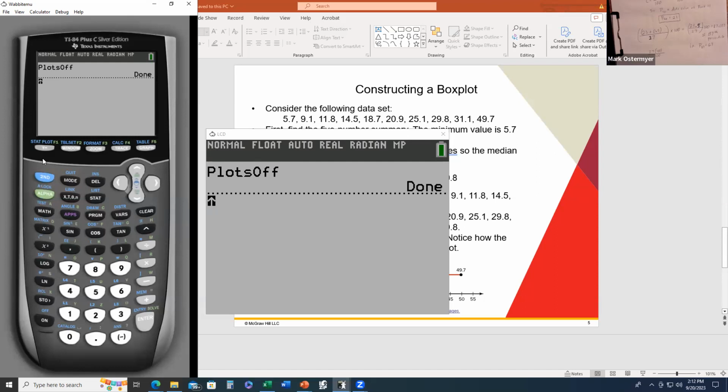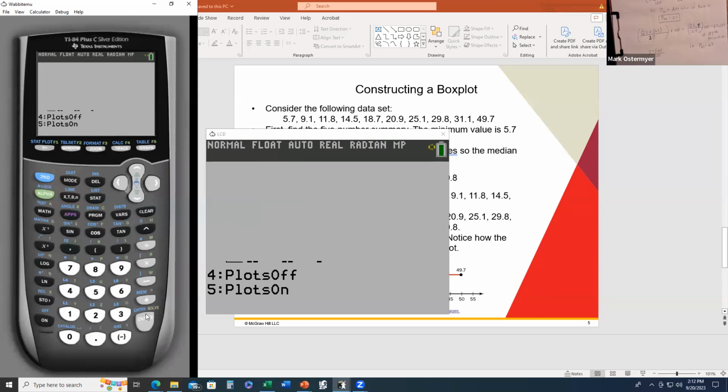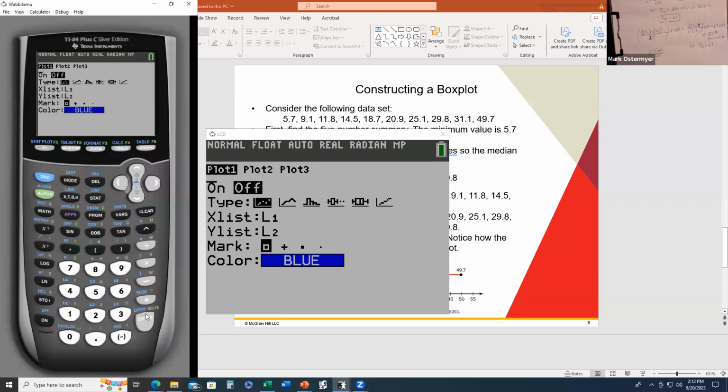Let's go back to stat plots, second Y equals. Now all your stat plots are turned off. Let's dive into plot number 1 by hitting the enter button with the cursor sitting on plot 1. Toggle it on, hit enter. It's now been turned on. Hitting your right and down arrow keys, let's navigate till we get to the box plot icon.